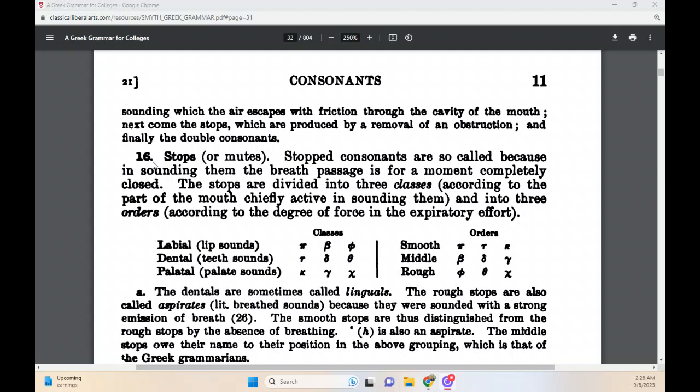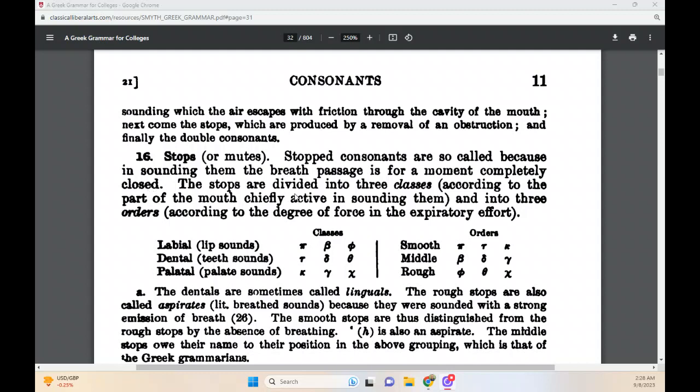In Article 16, we learn about the stops in more detail, and it's important for you to note that stops and mutes are the same thing, because you'll see mutes in other grammar books. In this grammar book, we're going to use stops to name these consonants. Stopped consonants are so called because in sounding them, the breath passage is for a moment completely closed. Simple enough. The speech stops for a moment when we pronounce these consonants.